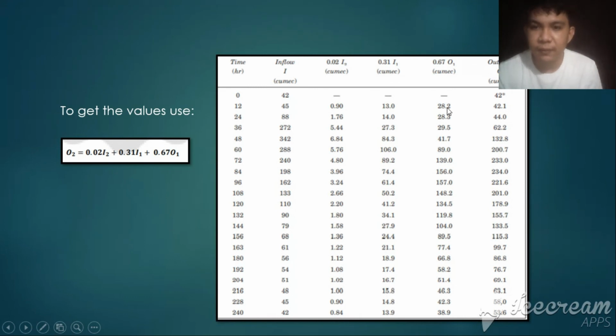Karon kanina pod, asa gikan ni 28.2? So naa tay formula diri na 0.67 times O1. Asa man ang O1? O1 na to is kani outflow 1 na 42. So makuha na to ang 28. So same lang ang process ana paingon sa ilalom. So ingana na siya pag solve. So gamita lang jud ang formula.